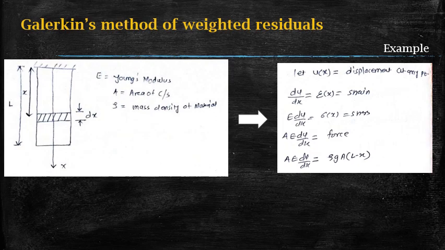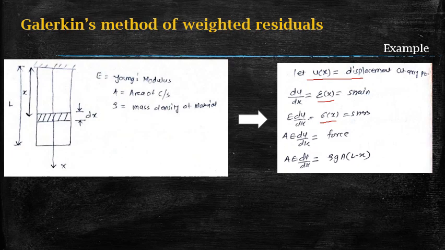Let us consider u of x as a displacement, and this u of x denotes the displacement of any point having coordinate x. So du by dx will give the strain, which is denoted by epsilon x, and sigma x, that is stress, will be given by E into du by dx. So the force present at any distance x will be A into E into du by dx.